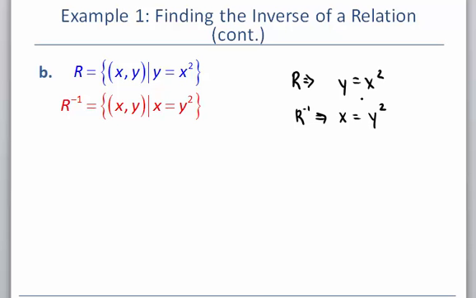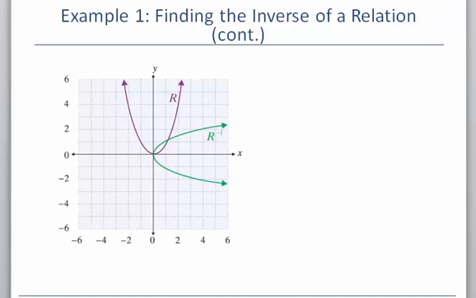All right, so let's talk about the domain and the range. And to do that, I'm going to go back and take a look at the graph of these two functions. This one is the original relation. This is y is equal to x squared. So let's talk about domain and range here.